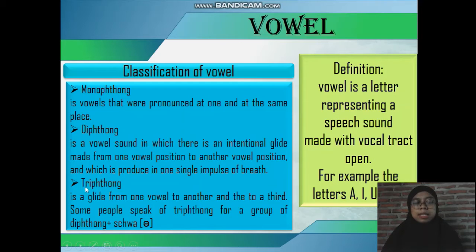And the third is triphthong. It's a glide from one vowel to another and to a third. Some people speak of triphthong for a group of diphthong plus schwa. Schwa is the sound of the letter A.